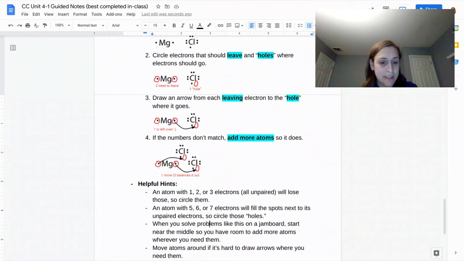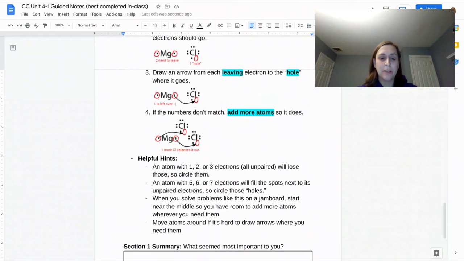Some helpful hints. Any atom with 1, 2, or 3 electrons that are all unpaired will lose those, so circle them. An atom with 5, 6, or 7 electrons will fill the spots next to its unpaired electrons, like the spot next to the unpaired electron in chlorine. So circle those holes. When you solve problems like this on a Jamboard, start near the middle so that if you need to add more atoms, you have room wherever you might need them.